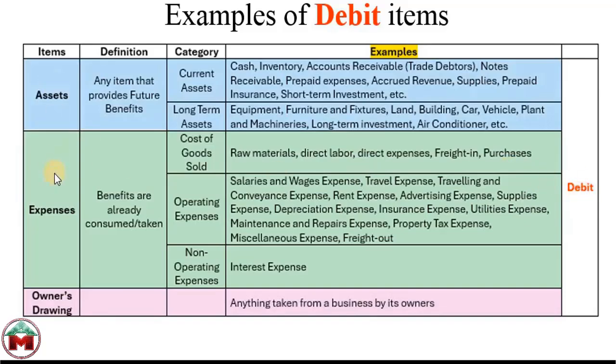Whenever there is an increase in asset, expense, drawing, it should be debit. Normally asset is debit, so cash is an asset, cash is debit. Inventory, debit item. Account receivable, debit item. Purchase, debit item. Salaries and wages expense, debit item. Can you see? These are the items that can be considered as debit items.